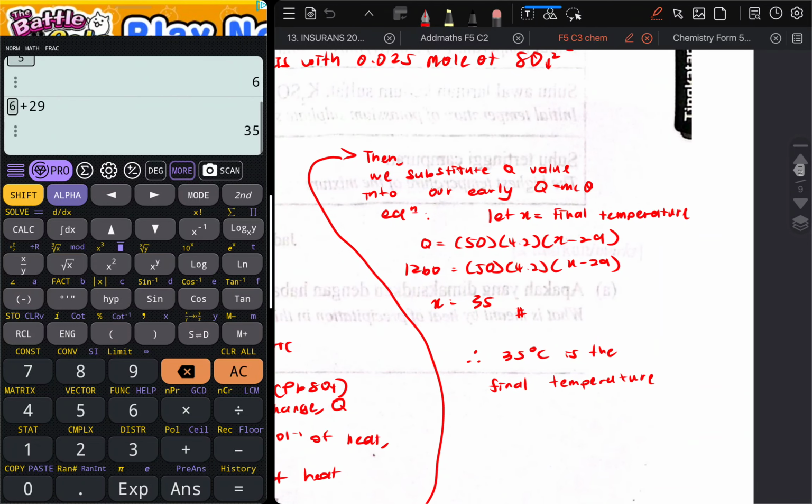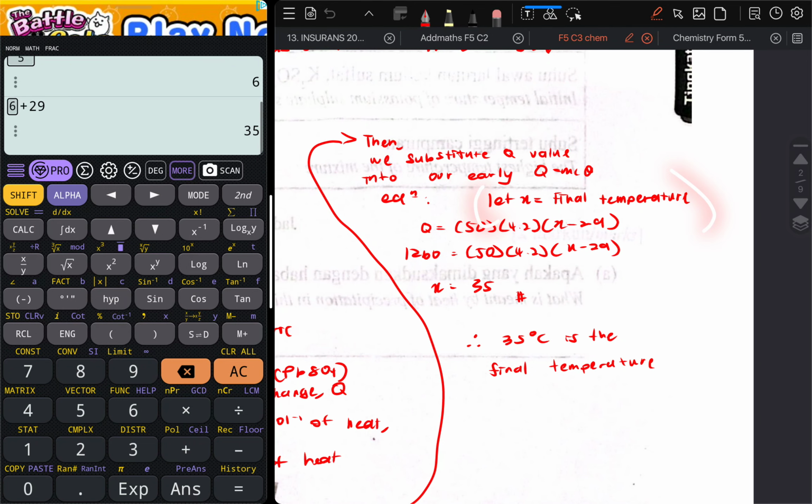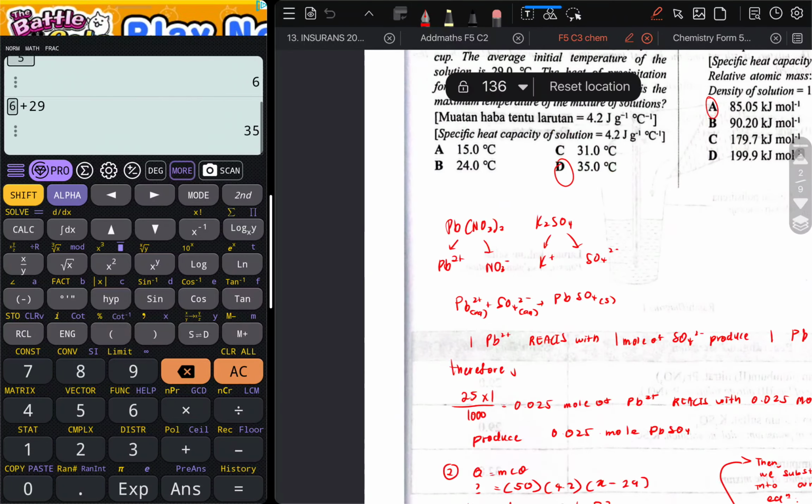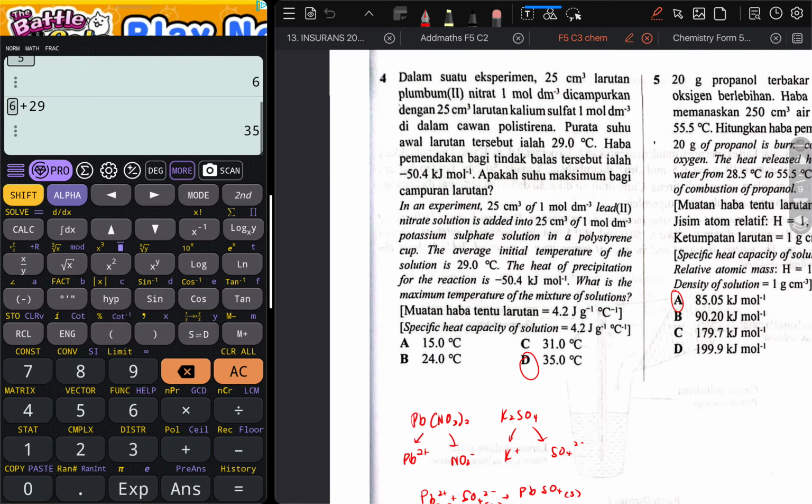So we know that the value of Q is 1260, and then you just do algebra, and you will have the value of x, letting the examiner know x is the final temperature. Then for your final answer, you say that 35 Celsius is the final temperature, and you just circle the answer here.